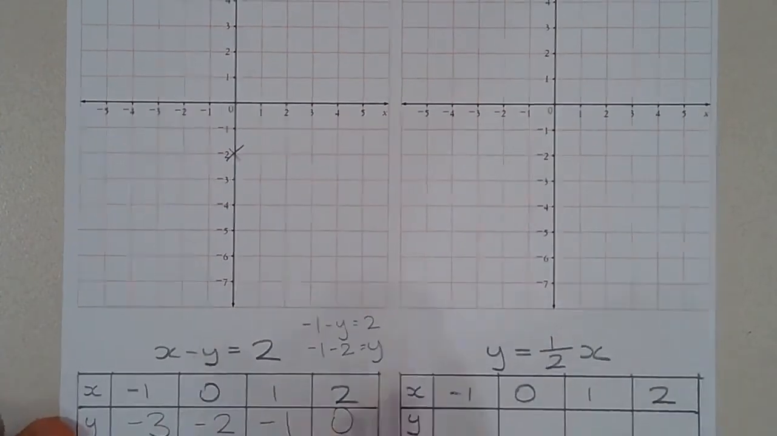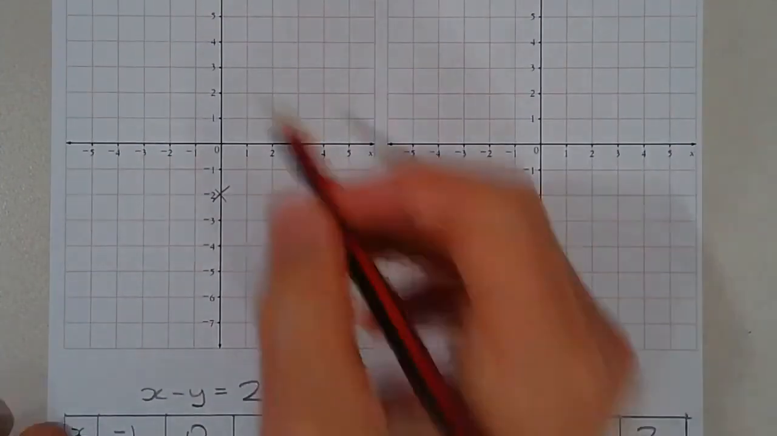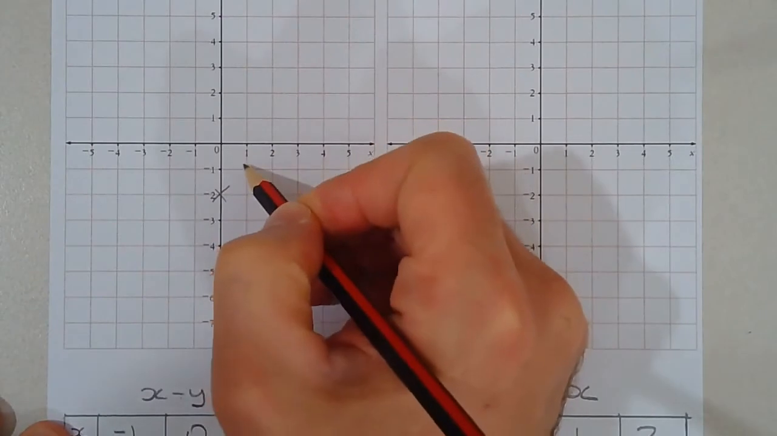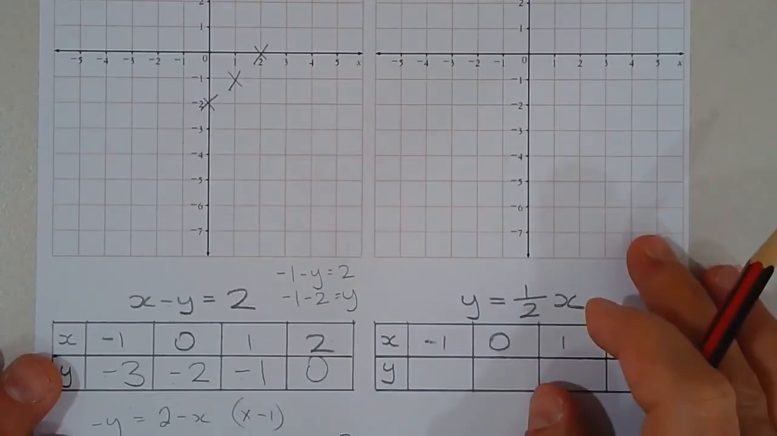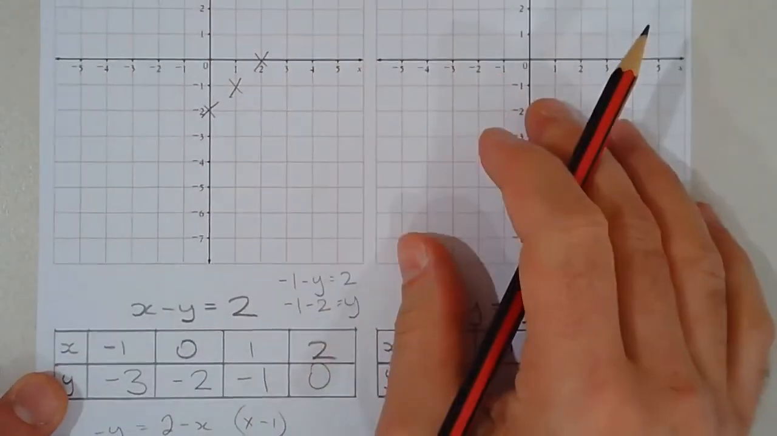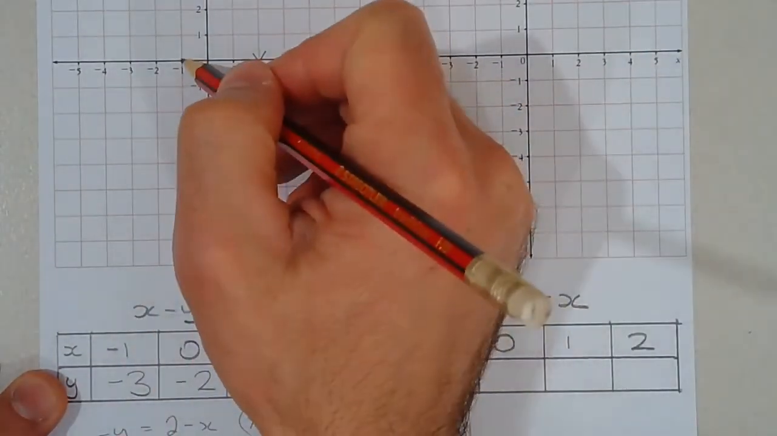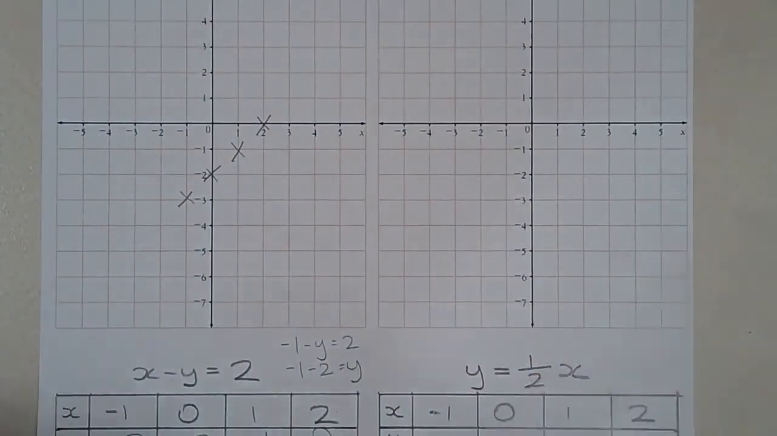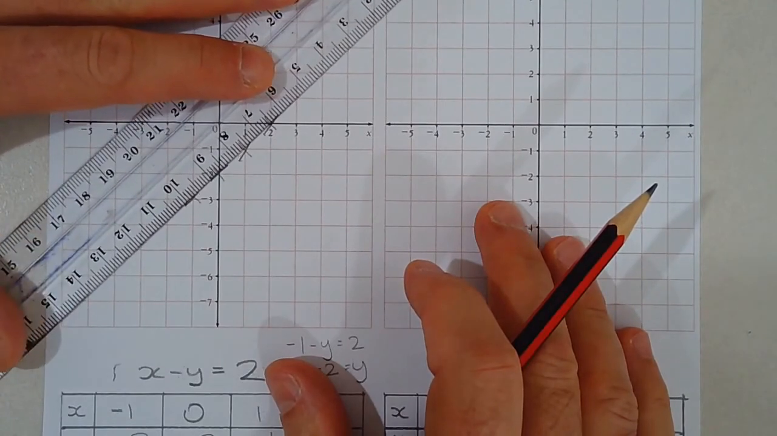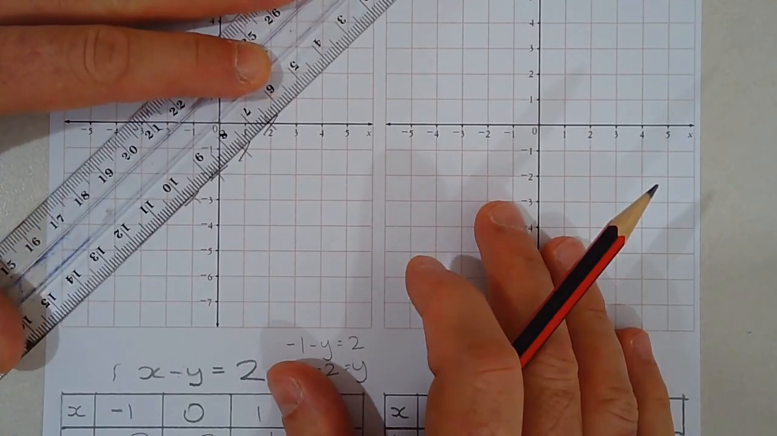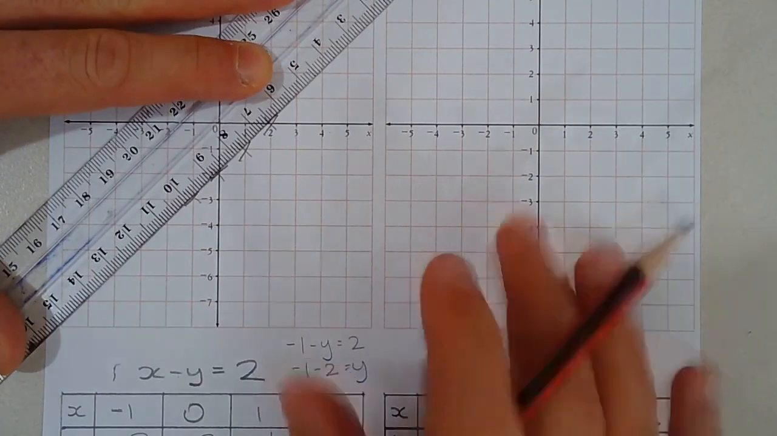All right, we've got 1, negative 1. Okay, 2, comma 0, so that's there, and negative 1, negative 3, just there. The points look like they'll line up, so let's draw the line that passes through those points, using a nice sharp pencil.